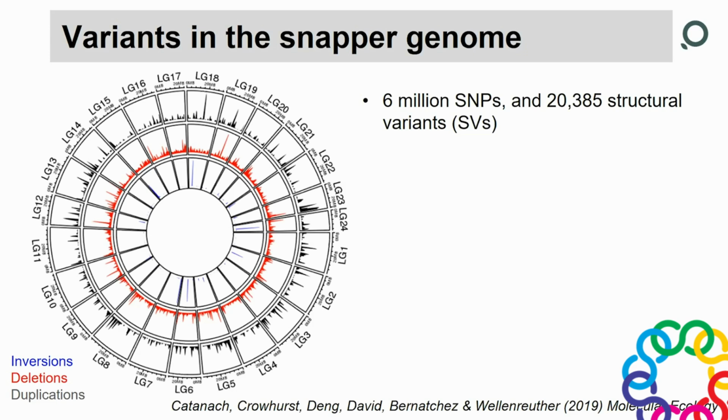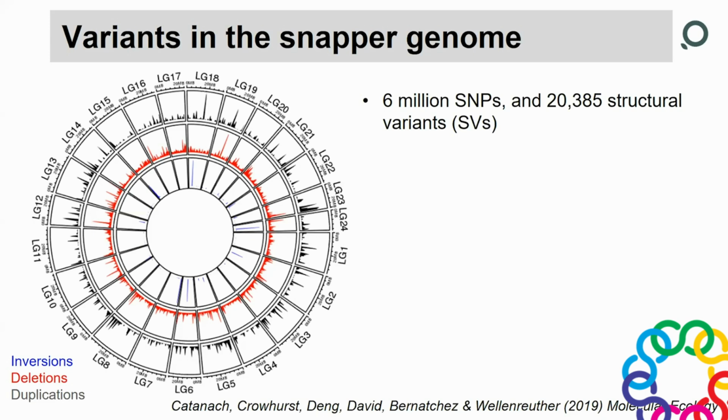And on the left, you can see a circos plot that shows the 3 different types of structural variants segregating in the snapper genome. So you can see inversions in blue. This is the inside circle. You can see deletions in the middle circle, and then duplications in the outside circle, and the different linkage groups, of course, or chromosomes indicated on the outside. You can see that these structural variants are found across the genome in each linkage group or chromosome.